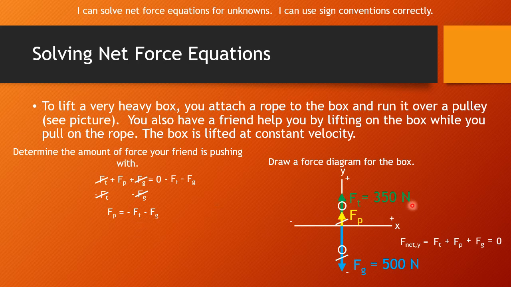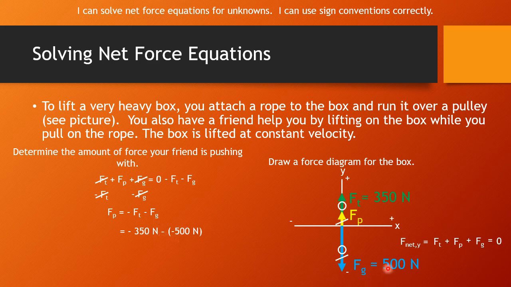Notice we know what Ft is, we know what Fg is, so I can just use those numbers over here in my equation. So Fp is going to equal minus, again, don't forget your negative sign, 350 newtons. Now you might be thinking, wait, Ft is up and we said that was positive. Shouldn't that be a positive 350? Here's the thing. It's not that Ft is negative. It's that the equation, just based on our algebra, says that we need to take the negative of Ft. So Ft is positive, and so the negative of that is negative 350 newtons minus Fg. Well, here's my minus sign, negative.